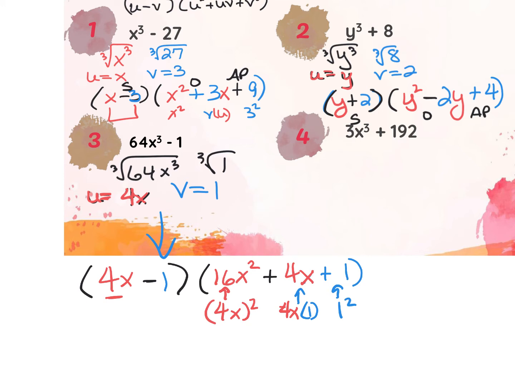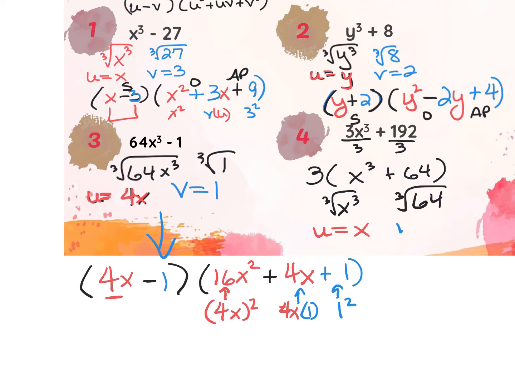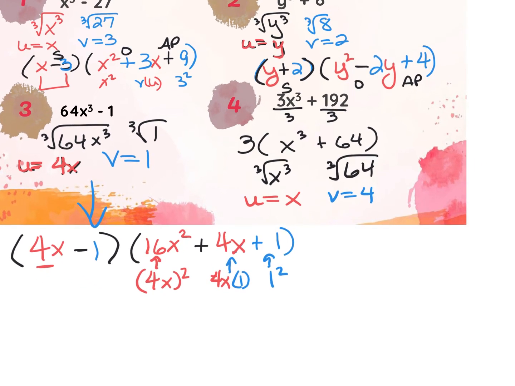If you recognize that in number 4, these are not perfect cubes, but always, always, always, you should look for a greatest common factor first. So I could factor out a greatest common factor here of 3. So I'm going to do that first. And now what results are 2 perfect cubes. So to get my u term, cube root the x cubed, this gives me u equals x, cube root the 64, and my v equals 4. And now I put it into the pattern. Do not forget about the GCF. So put the 3 in front, and then now start your pattern.